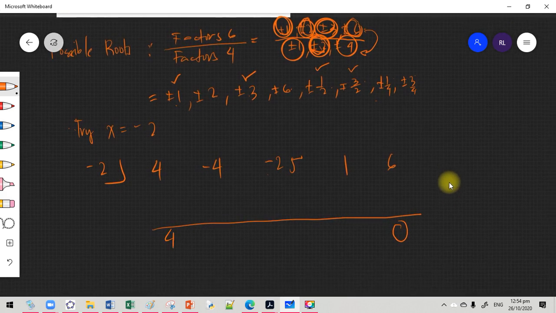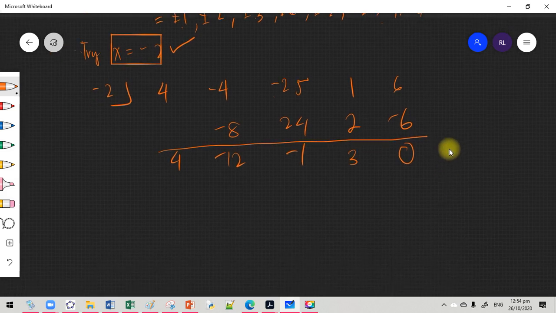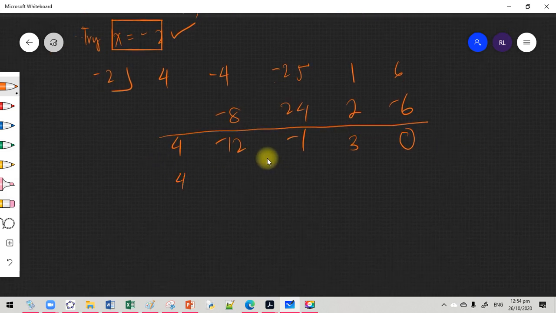So let's try. 4 times -2 is -8. This becomes -12, +24. Okay, 24, -1, -1, +2. 1 plus 2 is 3. 3 times -2 is -6. So -6 plus 6 is 0. Therefore, this one is one of our roots. Okay, so this becomes 4x cubed, because our given is raised to 4th. This one becomes 4x cubed minus 12x squared minus x plus 3 equals 0.